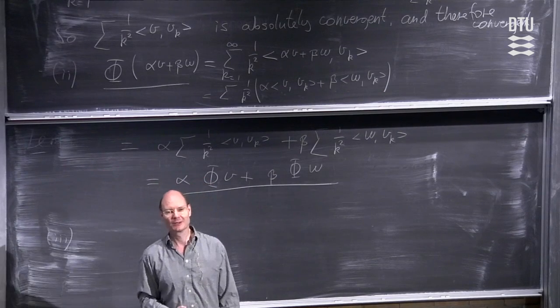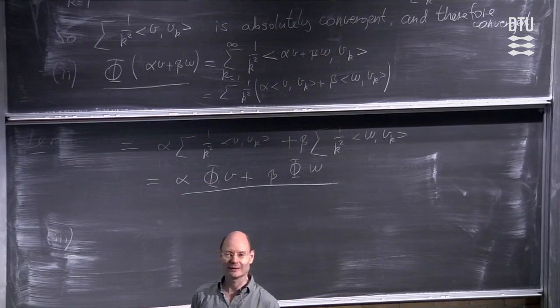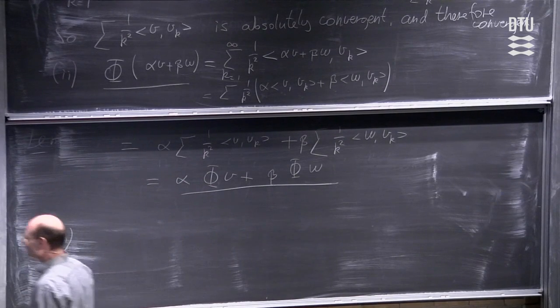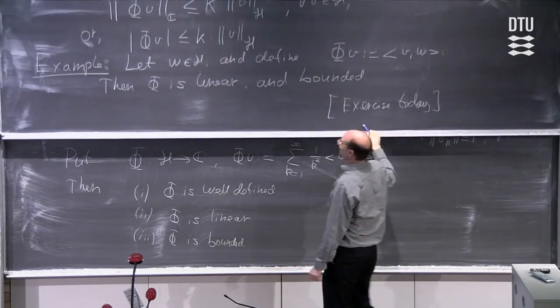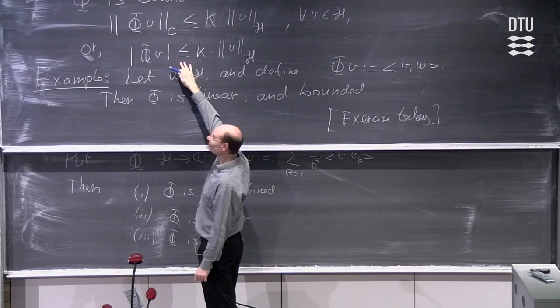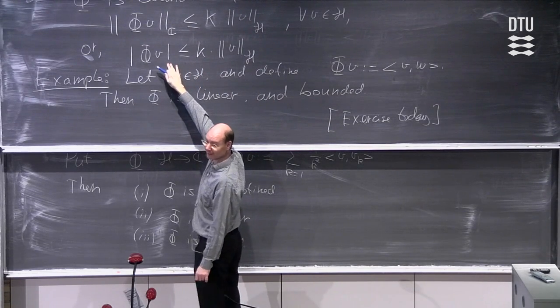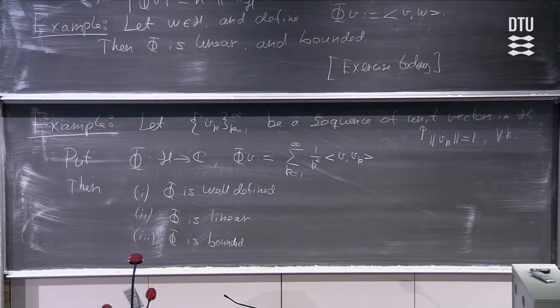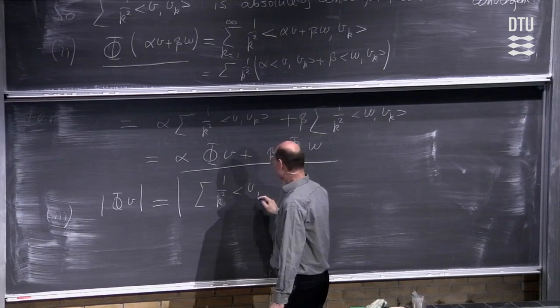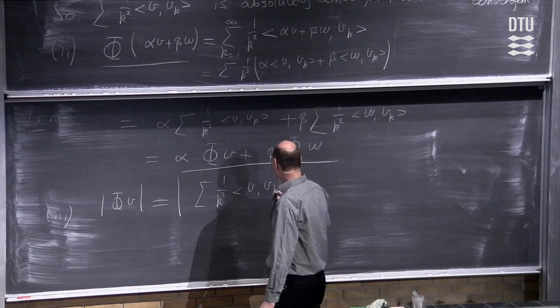So now the question is, do we get the last point for free, or do we have to do some work? So at least what we have to show is that phi is bounded. And phi being bounded, this is something we formulated this way at the end. So we need to look at the absolute value of phi of v. So this is the absolute value of, and let's put in the definition of phi of v, the sum of 1 divided by k to the power 2, and then the inner product between v and vk.